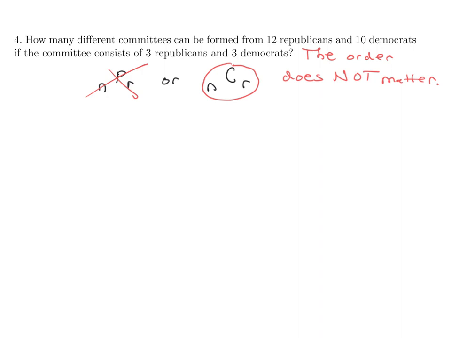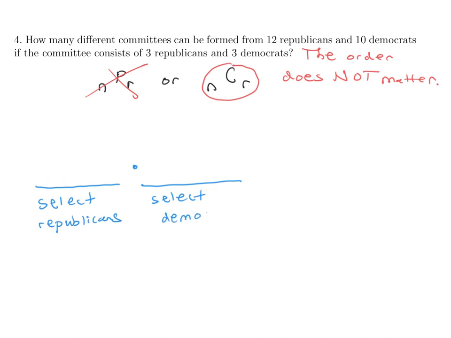And this really is a 2-step problem. In this first space, you're going to put the number of ways that you can select the Republicans, since they're first. And you're going to multiply that by the number of ways that you can select the Democrats. So what's the number of ways that you can select 3 Republicans from 12? Well, you'll put that number here. And then what's the number of ways that you can select 3 Democrats from 10? Well, you'll put that number here.